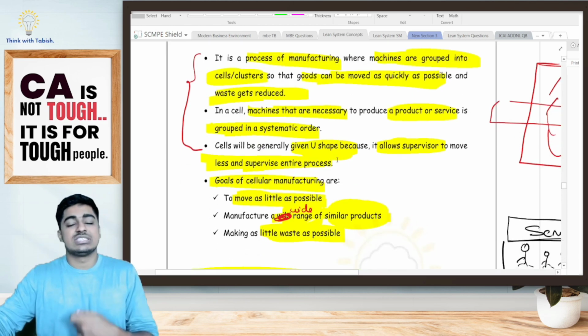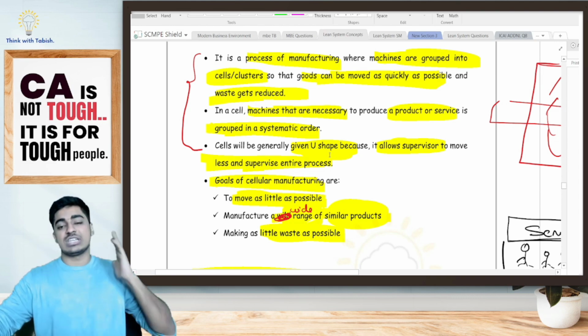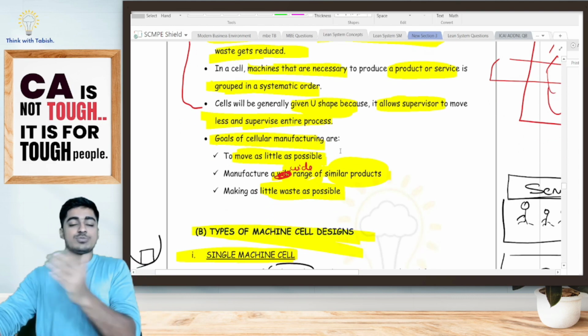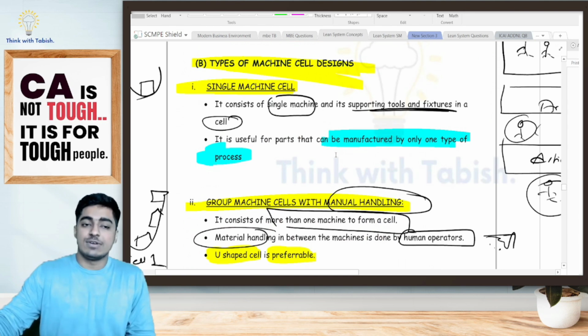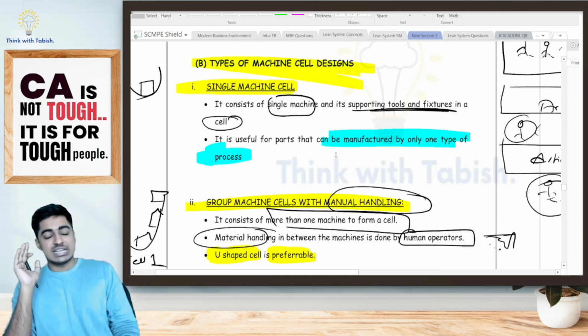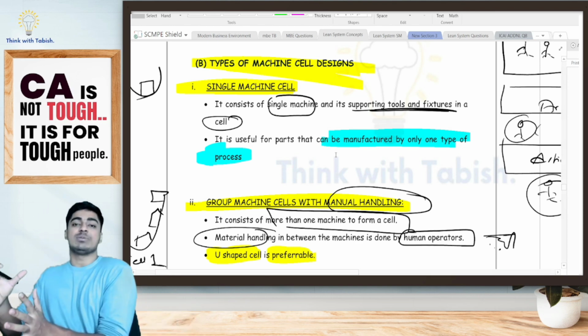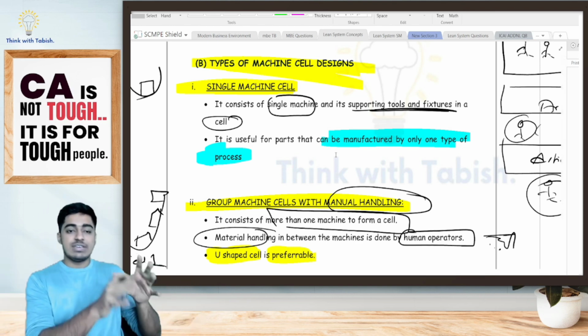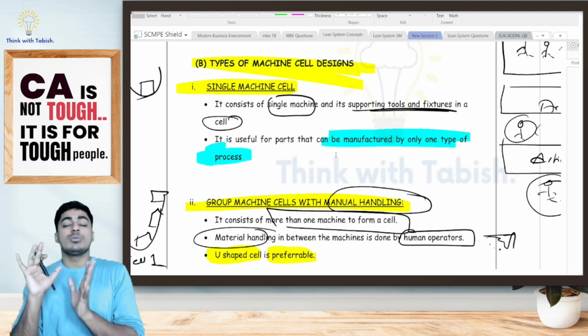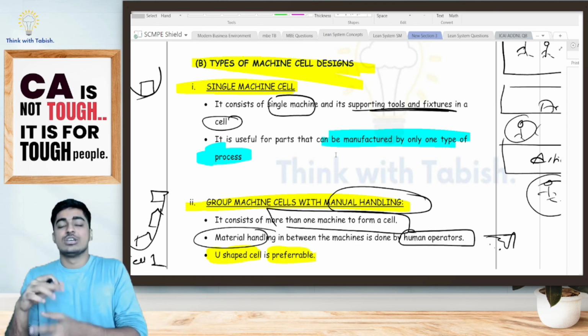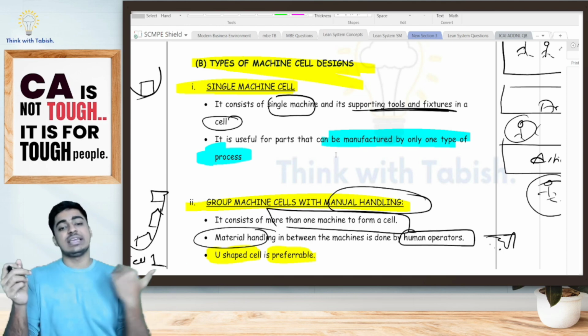Yes, so cells will generally be in a U shape because it allows the supervisor to move less and supervise the entire activity. Again, we have seen the different types of machine cell designs. Either one machine is sufficient, or multiple machines are required. So either we have a single machine cell or multiple machines, that is, a group machine. So in a group machine, how is material handling happening?